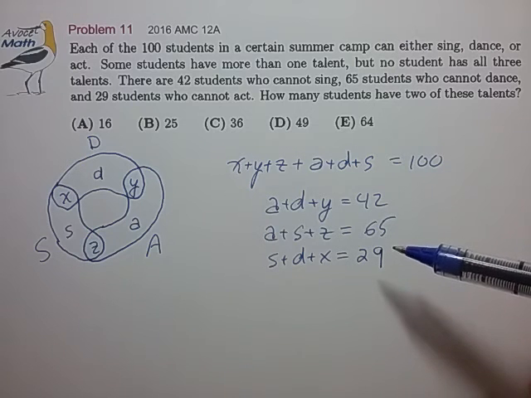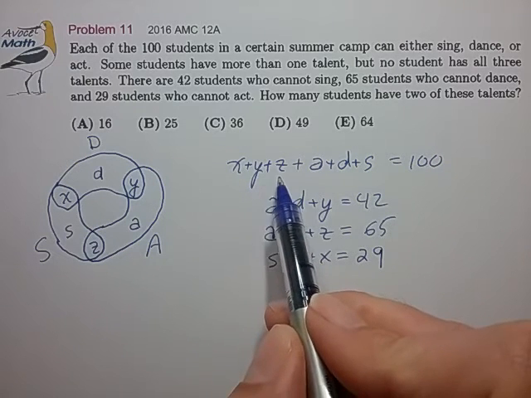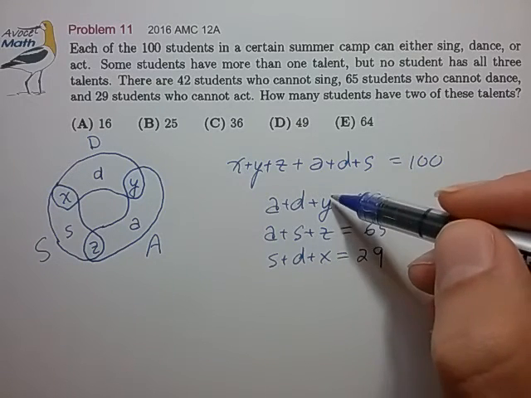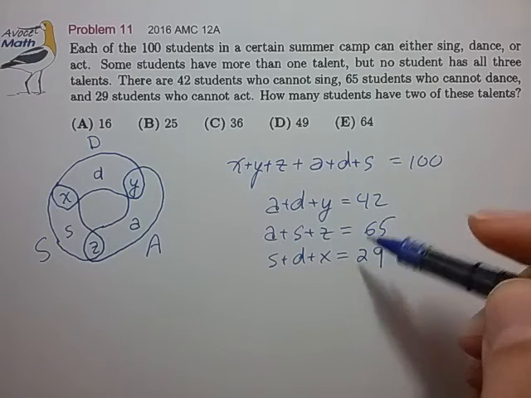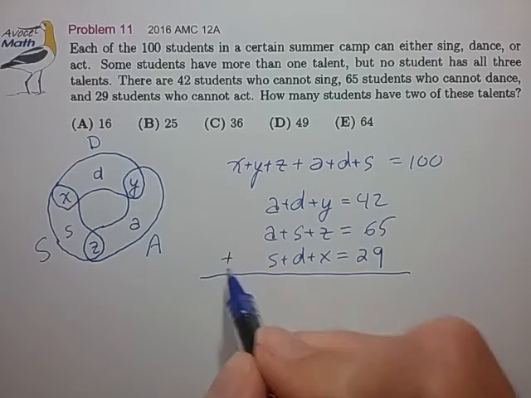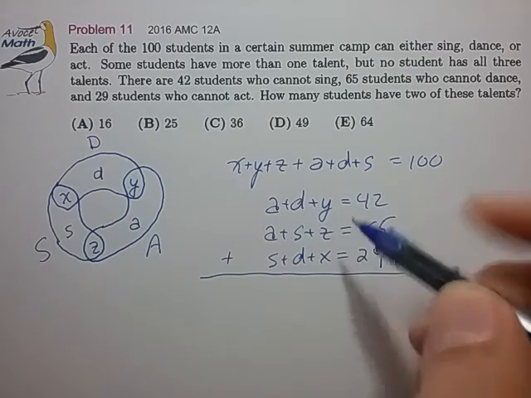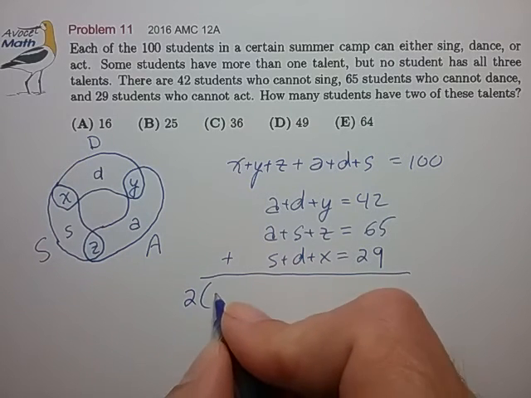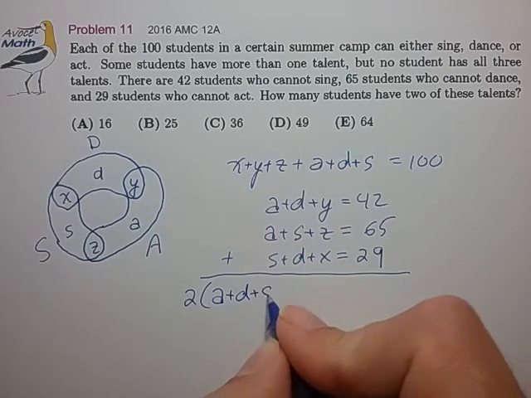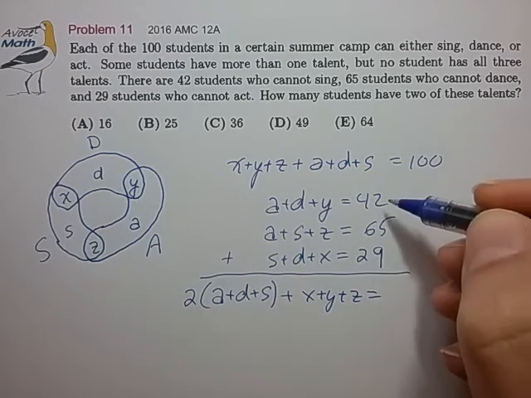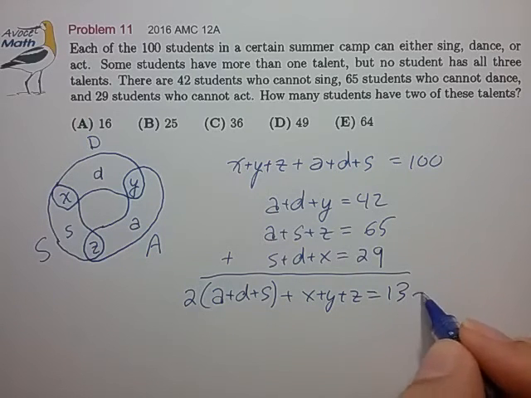Right off the bat, we see we have 6 variables and only 4 equations. So it's pretty clear at this point that we're not going to be able to solve for X, Y, and Z individually and just add them up at the end. We're going to have to try to solve for X, Y, and Z as an algebraic group. So let's see how we can do that. One thing I notice is there's some symmetry in the bottom 3 equations. So let's add up these bottom 3 equations. We pick up 2 A's, 2 D's, 2 S's, and 1 each of X, Y, Z. So that works out to 2 times A plus D plus S, plus X plus Y plus Z, is equal to 42 plus 65 plus 29, which is 136.